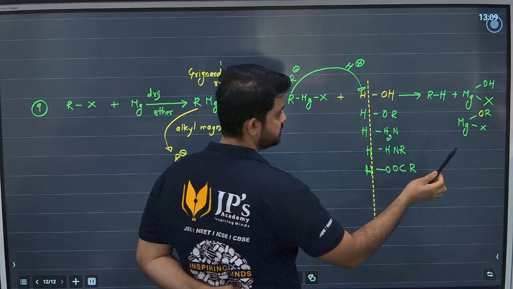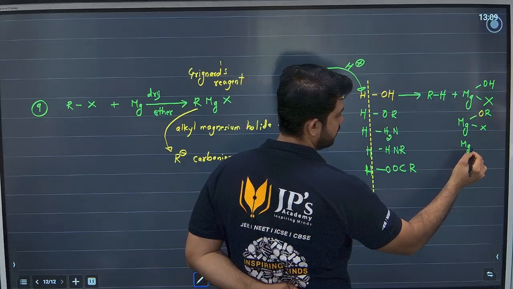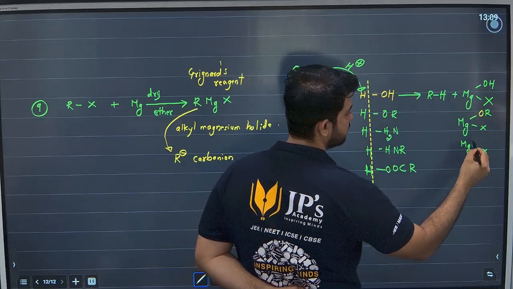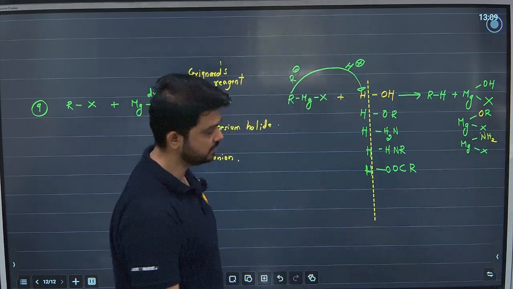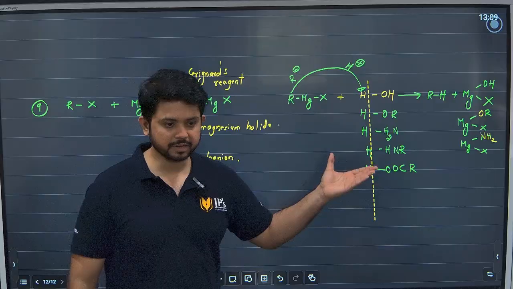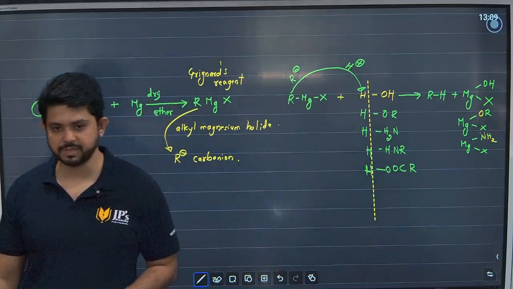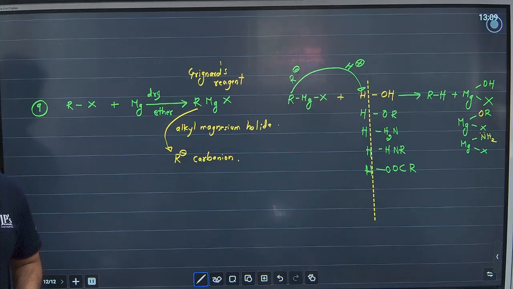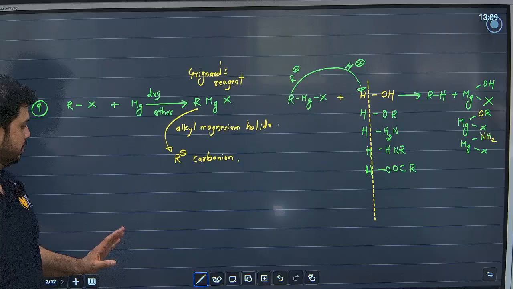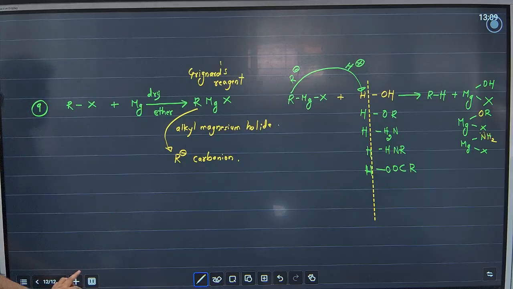Second case में MgX and NH2. Are you getting that? So wherever Grignard's reagent finds an H plus, it will extract the H plus. Did you get that? Chalo. We stop here for the day.